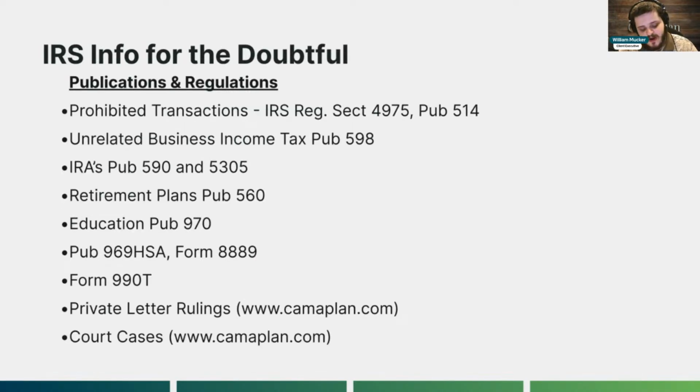Here's a list of where all of that information we just discussed over this entire presentation was pulled from: different IRS regulations, publications, private letter rulings, and court cases. So if you think we made any of that up, please feel free to look at one of these resources. Or if you're having trouble sleeping at night, you can keep these by your bedside.